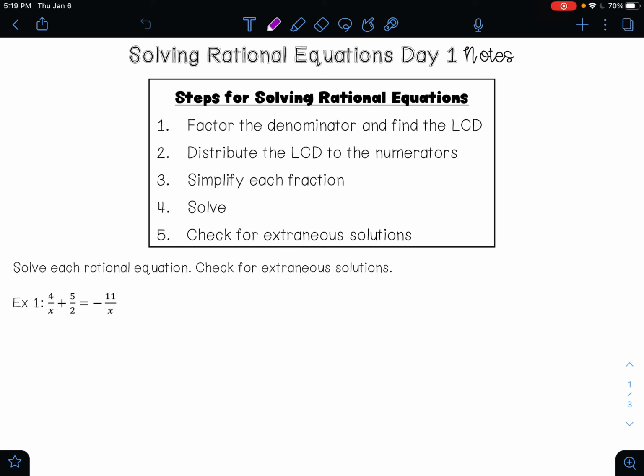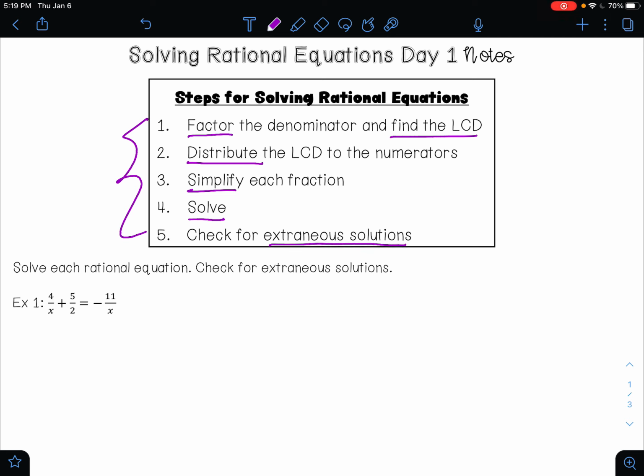In this video, we are going to be solving rational equations. There are 5 steps for solving rational equations. Step 1 is to factor the denominator and find the least common denominator. Step 2 is to distribute the LCD to the numerators. Step 3 is to simplify. Step 4 is to solve. And step 5 is to check for extraneous solutions.